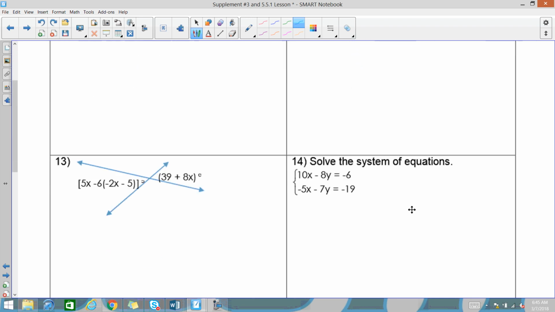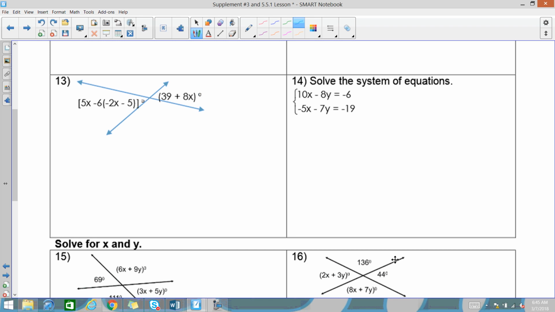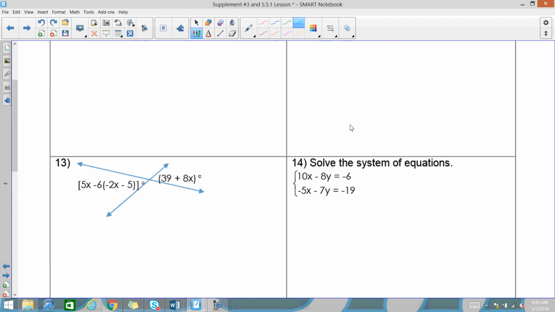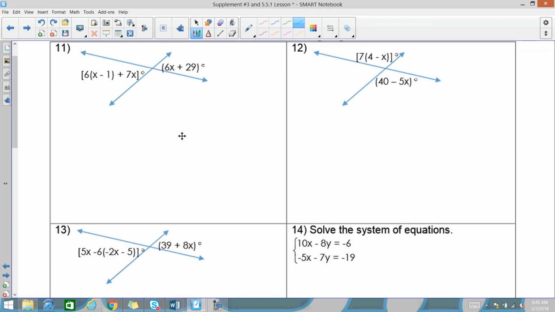And here's the deal. 14, 15, and 16 are system problems. So I'll come back tomorrow and I'll explain how you do those. So you're really just going to do 1 through 13.